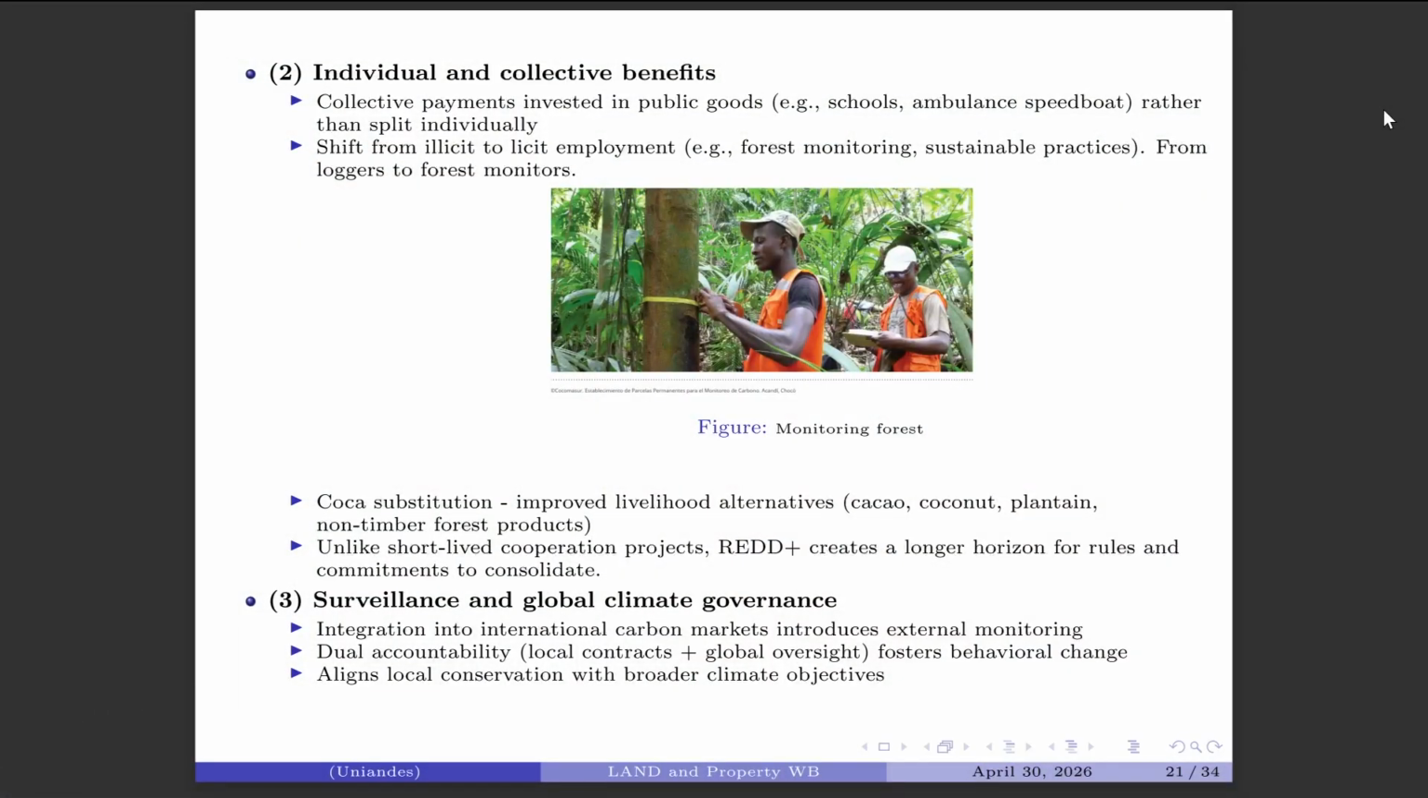And the final mechanism is the interaction, a dual accountability between the local contract and also the global oversight. And this can change the behavior. They say that for them now it is very clear that the global community can see them from the air, from satellite images, and they are having this permanent observation and panoptic view.